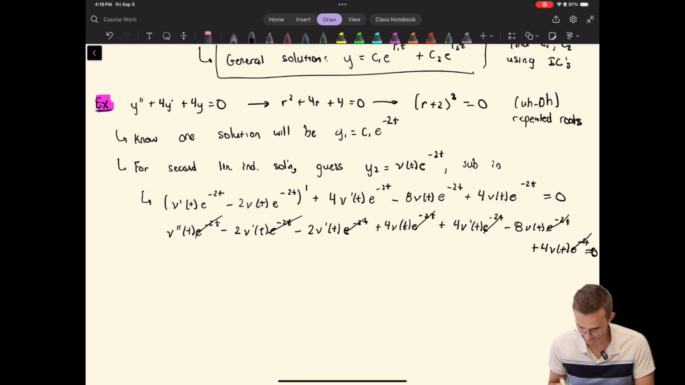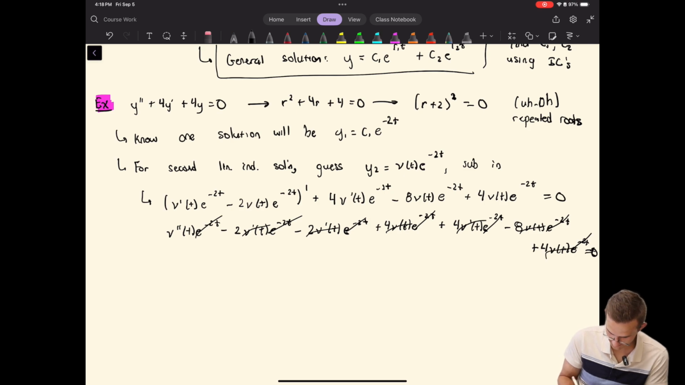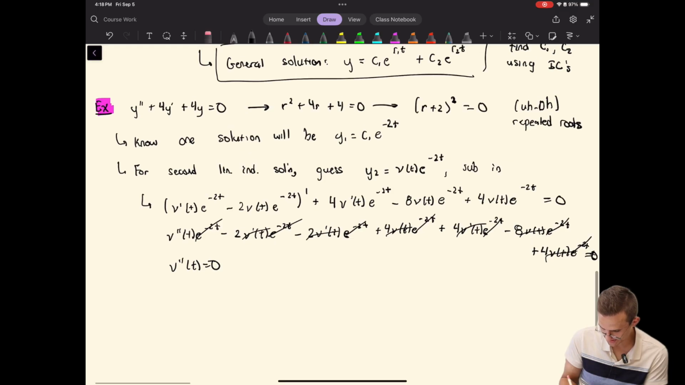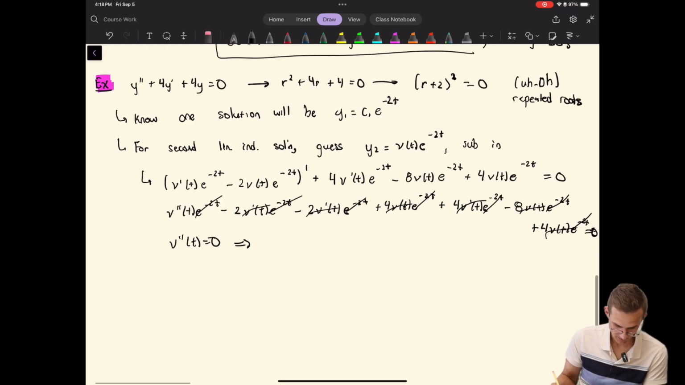And then let's see how things cancel. We've got minus 4 nu primes here and a plus 4 nu primes there, so those are going to cancel. We've got 8 positive nus and then a negative 8 nus here, so those all cancel. What we end up with is just nu double prime of t is equal to 0. And we know how to solve this. This is going to give us a linear function for nu of t.